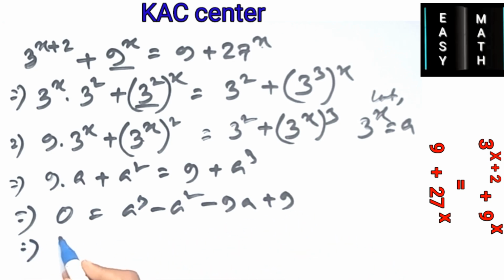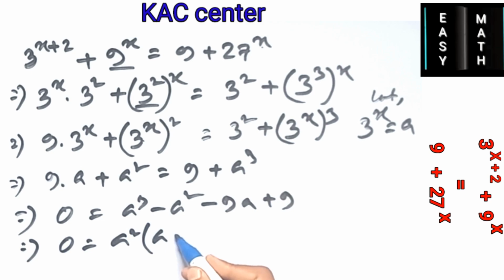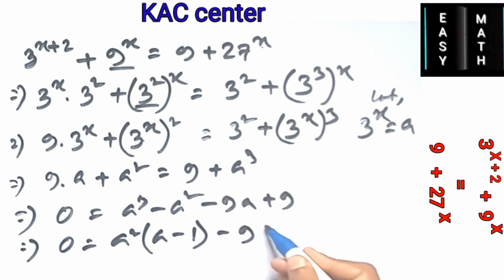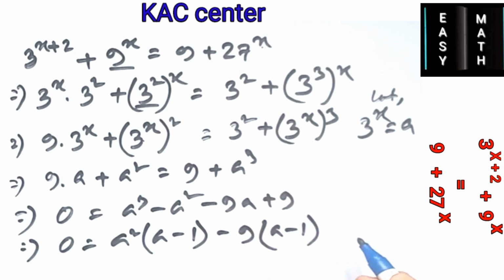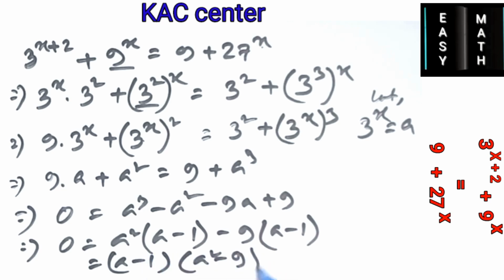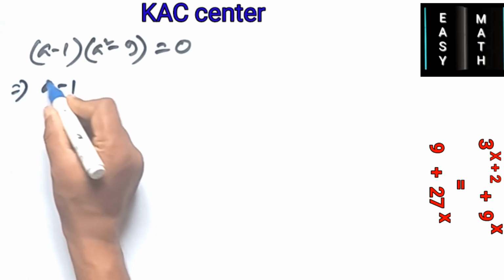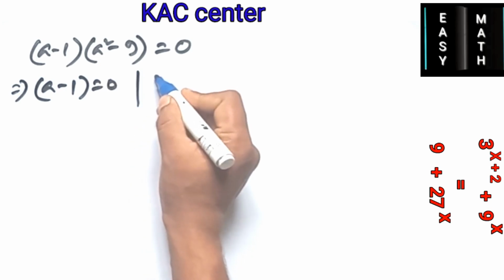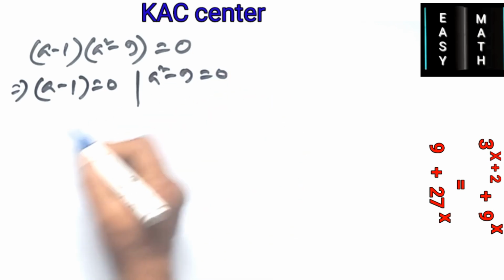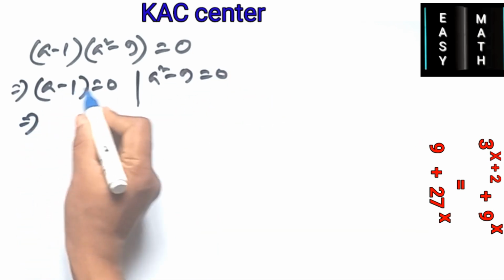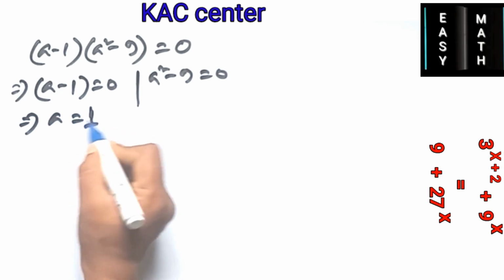And now take a squared common, so a minus 1, and take 9 common, so a minus 1. So here we get a minus 1 times a squared minus 9 is equal to 0. So we can write a minus 1 is equal to 0, or a squared minus 9 is equal to 0. So a minus 1 is equal to 0, so a is equal to 1.